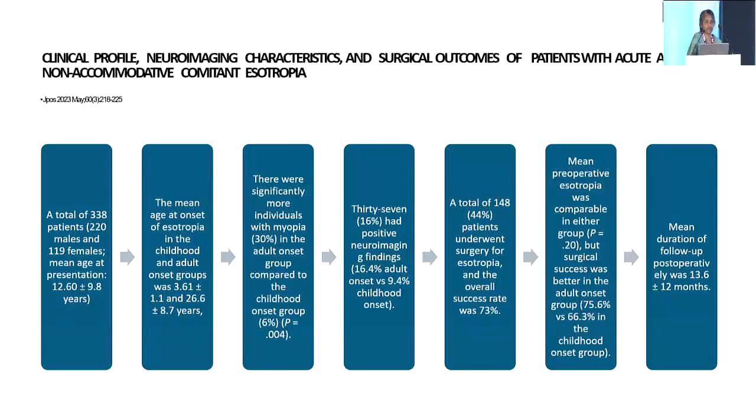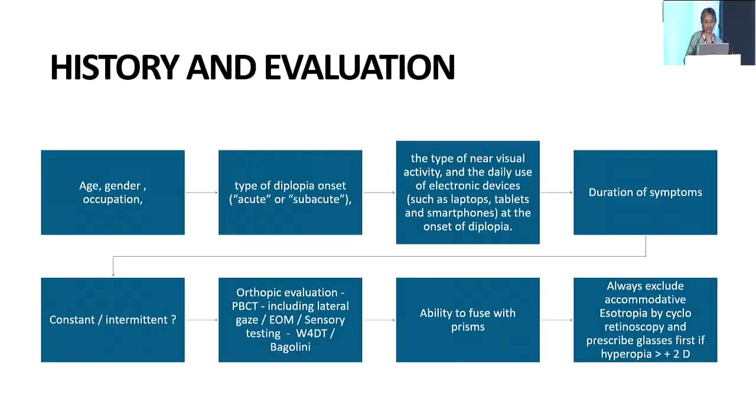This was a recent study published in JPOS 2023, where they discuss the clinical profile of around 338 patients diagnosed with ACE. The mean age in children was 3 and in adults was 26.6. There were significantly more individuals with myopia in the adult onset group, and a total of 148 patients underwent surgery. The success rate of surgery was 73%, and success was better in the adult onset group, that is 75% to 66% in the childhood onset group, and they had followed these patients for around 12 months.